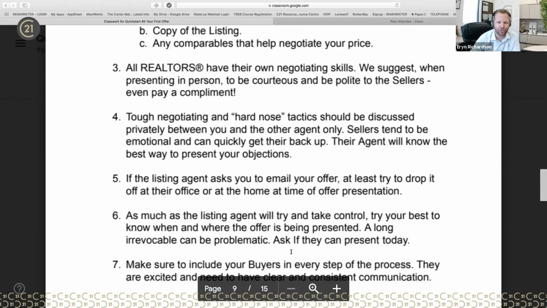Sellers tend to be emotional and quickly get their back up. So just, don't upset them. Their agent will know the best way to present your objections. I've often done that. I have a low ball offer, right? I call the listing agent and say, I know it's low, right? However, based on what you've listed it for, it's a lot less, but this is really, with all our comparables, what we think it's worth. So how's your seller going to react to this? And they'll say they're going to hate it. They say, well, do me a favor, do your best to let them know that they do love their house.